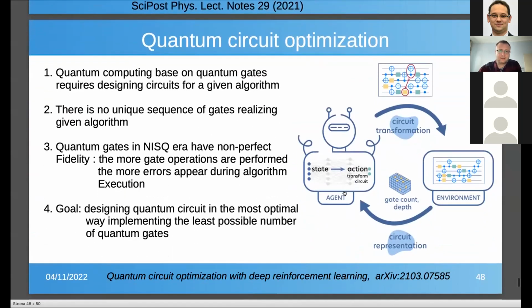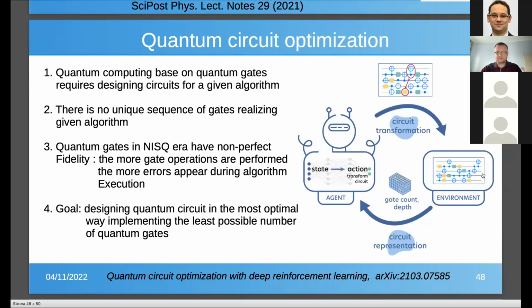And the last example is quantum circuit optimization. The problem is as follows: today in these devices, to have some quantum algorithm, we have to program it through a set of quantum gates. And there is no unique sequence of gates which realizes a particular quantum algorithm. Moreover, the gates are not perfect. So we can expect that if we have too many gates in the system, the algorithm becomes very problematic on the level of error correction. The more gates we have, the more errors appear. The goal is to design the quantum circuit in the most optimal way by implementing the smallest possible number of quantum gates.